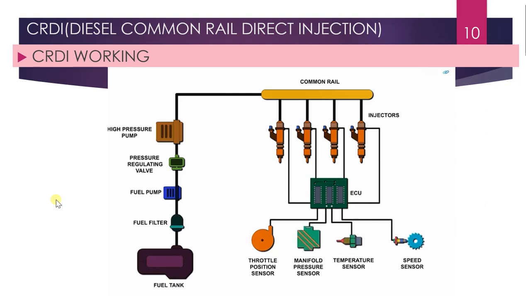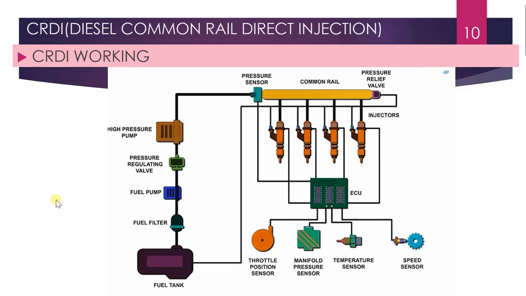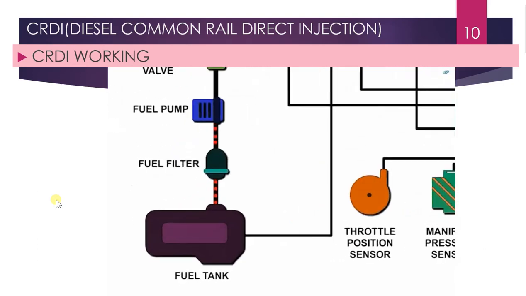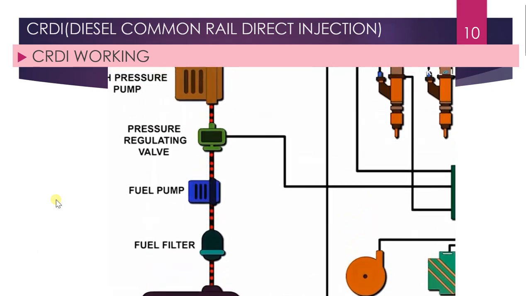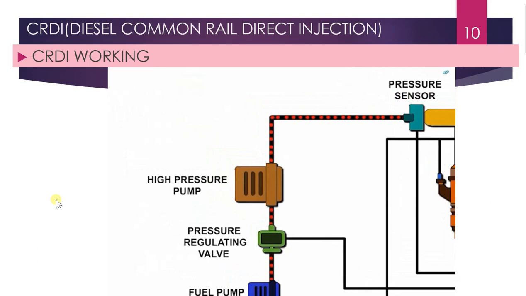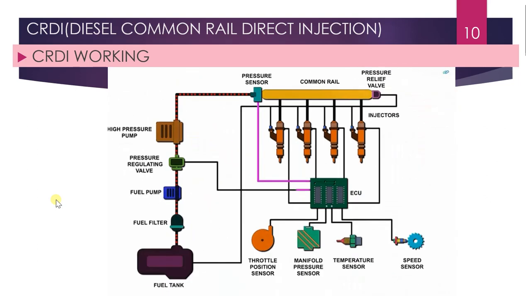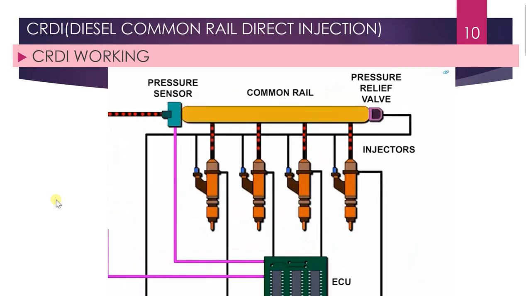The common rail is attached with a pressure sensor connected to the ECU and a pressure relief valve connected to the fuel tank. The fuel stored in the fuel tank is fed to the filter and is then pumped by the fuel pump. The high pressure pump further increases the pressure of the fuel. On receiving the signals from the pressure sensor, the ECU controls the pressure regulating valve to supply the required amount of fuel. The pressurized fuel from the pump reaches the common rail, which acts as a pressure accumulator and sends the fuel to the individual injectors.